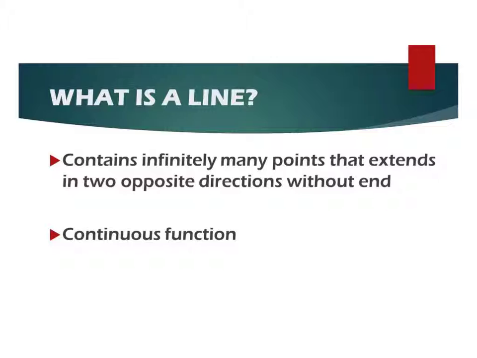Before we get into actually calculating slope, let's first talk about what is a line. A line contains infinitely many points that extends in two opposite directions without end. So it's a bunch of points. Imagine them connected to each other and just going on and on and on forever and ever. It's a continuous function, and we'll talk more about what a continuous function is throughout the remainder of this year.